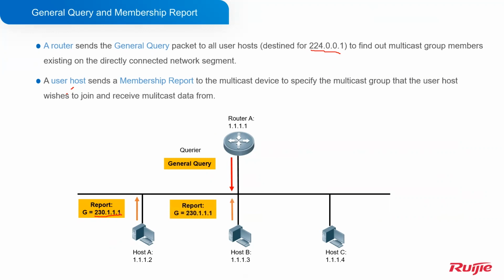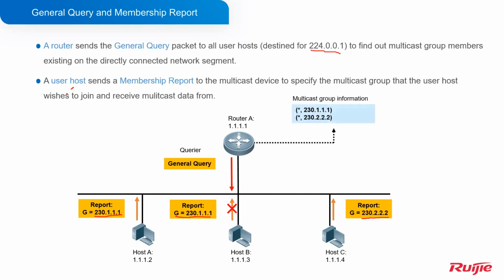And for host B, if it's asking for packets from the same group, it's not necessary anymore. So host B doesn't need to send it. But for host C, since it's asking for the packets from another group, host C should send another report. This is the general query and the membership report.